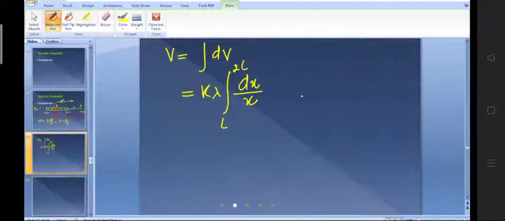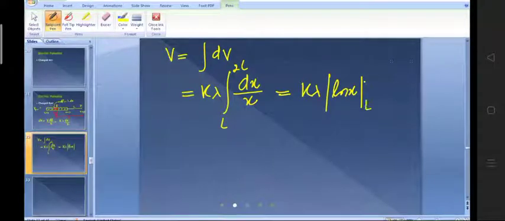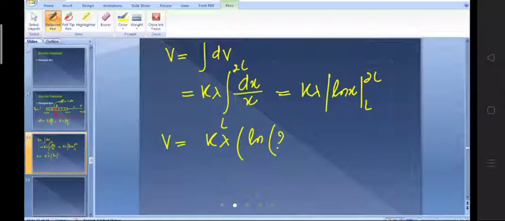And what's the integration of 1 by x? That's obviously ln of x. So it will be k into lambda into ln of x, with the lower limit L and the upper limit 2L. So V is equal to k lambda times the upper limit minus the lower limit, which is finally ln of 2L by L. Isn't it? ln m minus ln n is equal to ln m by n. So finally it is ln of 2L by L.